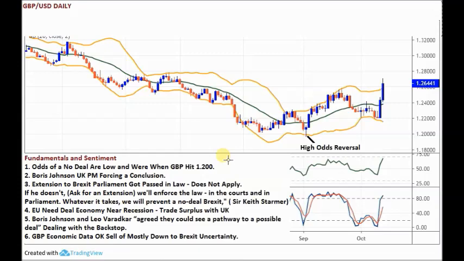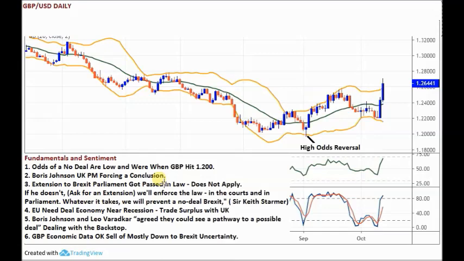Now, in terms of why we've got the pound spiking up and all the optimism about a deal being done, it is because Boris Johnson, the UK PM, is forcing a conclusion. Now, what he's saying is the 31st of October comes.